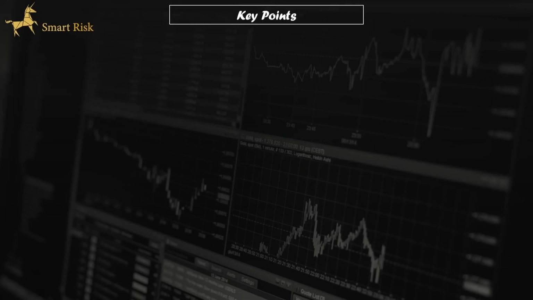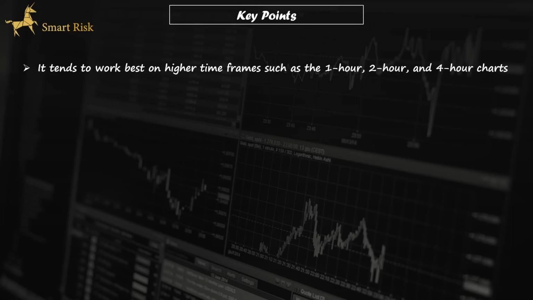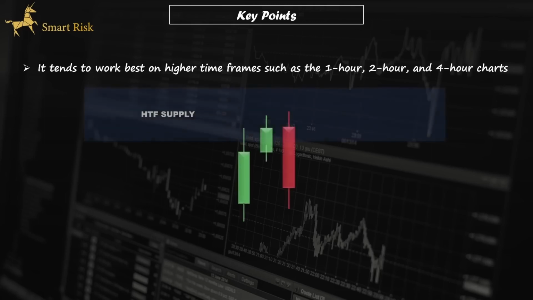trading strategy properly. As mentioned before, this strategy is applicable across all time frames. However, it tends to work best on higher time frames such as the 1-hour, 2-hour, and 4-hour charts. This is because on higher time frames, most of the mitigation, rejection, and breakout phases occur within the 3 major candles. Therefore, applying this strategy on higher time frames provides better clarity and effectiveness.